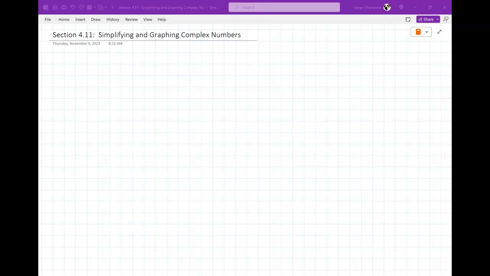Okay, so we are skipping from section 4.6. We're jumping 5 sections to section 4.11, but I think this is going to benefit us when we do section 4.9 because you already have a little bit of understanding of what a complex number is, okay? So we're going to be simplifying complex numbers first, and then we're going to graph them.